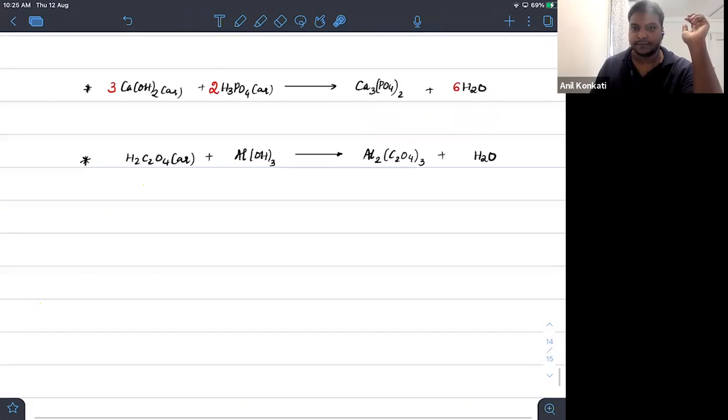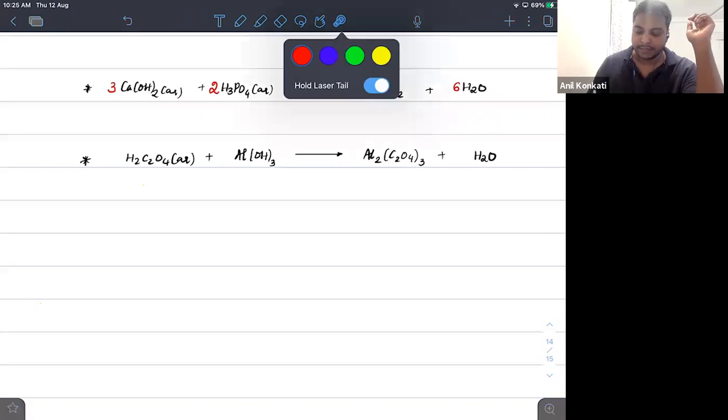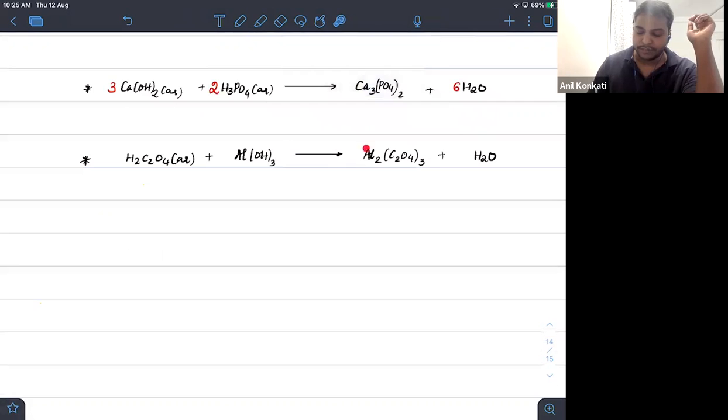Last thing. Same. There are 2 aluminiums here, so make sure that there are 2 aluminiums here also. And there are 2 oxalates. C2O4 is called oxalate. So there are 3 oxalates here. So make sure there are 3 H2C2O4 here.